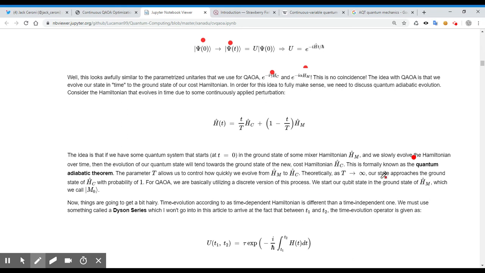That's why this is adiabatic quantum computing. Well, that's why they say QAOA is inspired by adiabatic quantum computing. I read this somewhere, but I was like, how?